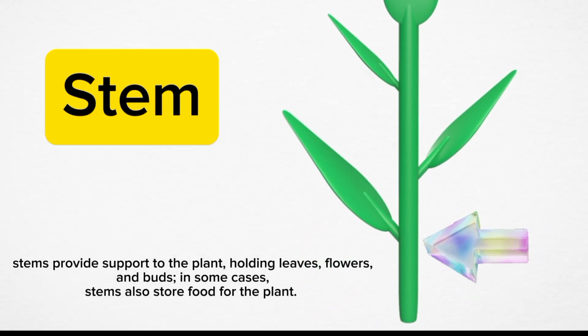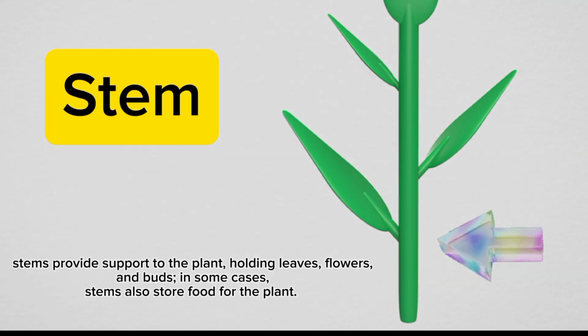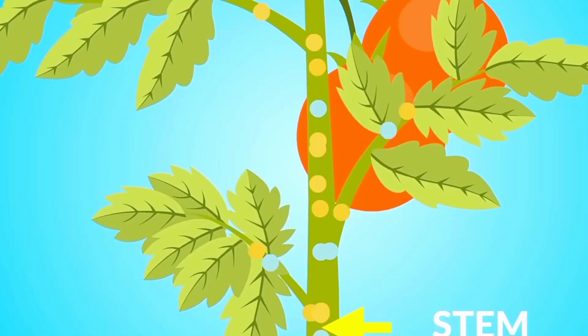Stems provide support to the plant, holding leaves, flowers, and buds. In some cases, stems also store food for the plant.